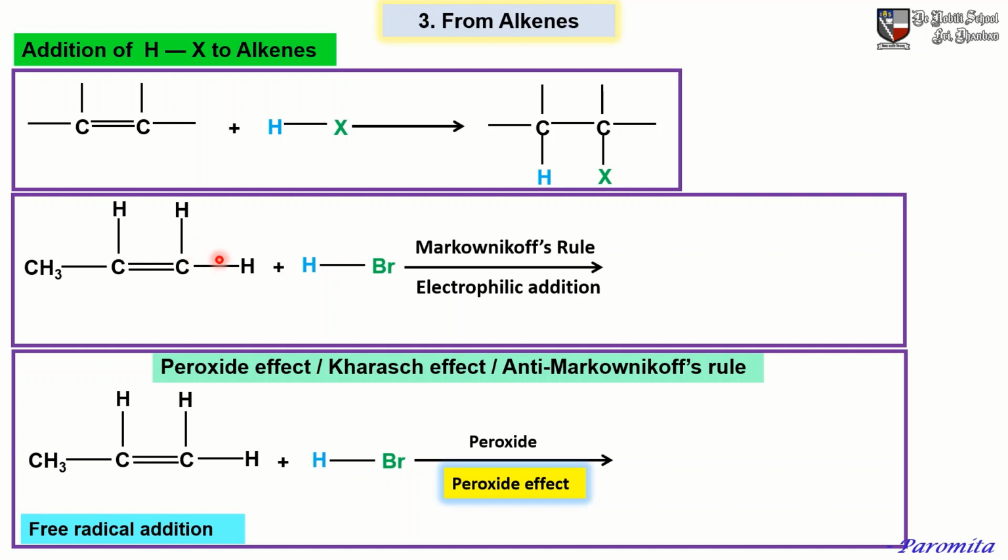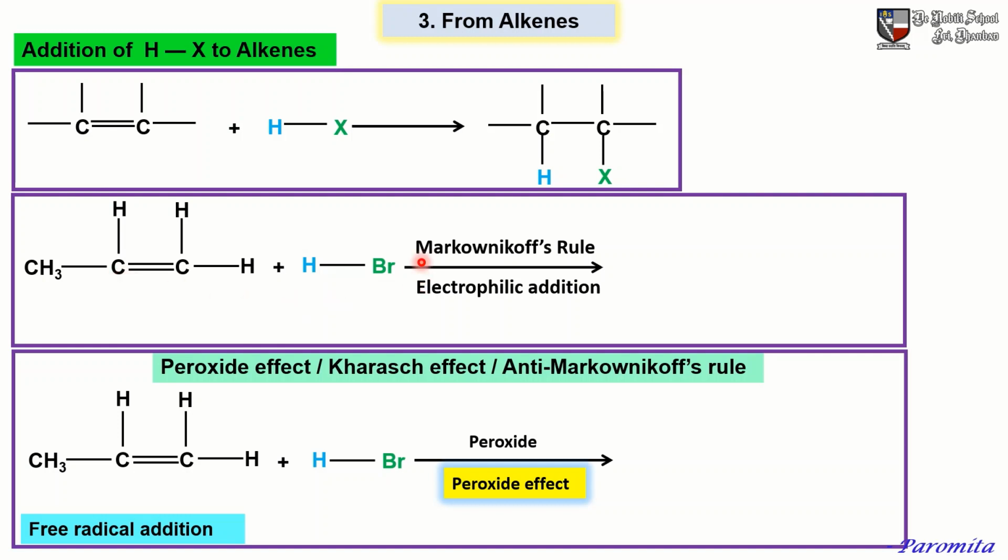Now what will happen if HBr is added to an unsymmetrical alkene like propene? This will be governed by Markovnikov's rule. Now let us see the statement of Markovnikov's rule. According to Markovnikov's rule, when an unsymmetrical addendum is added to an unsymmetrical alkene, the negative part of the addendum will go to that carbon which contains less number of hydrogen atoms.